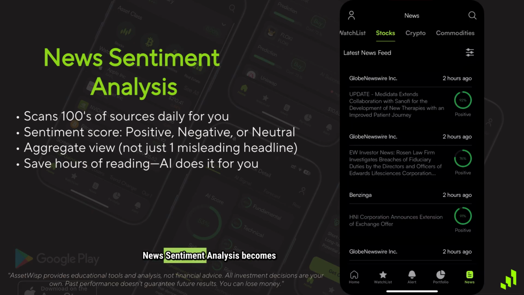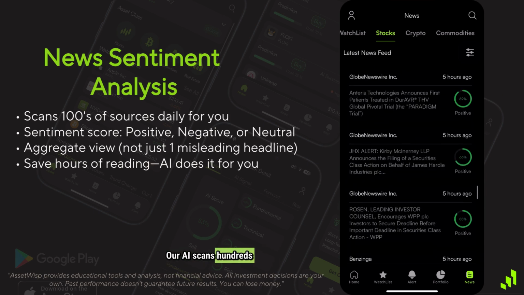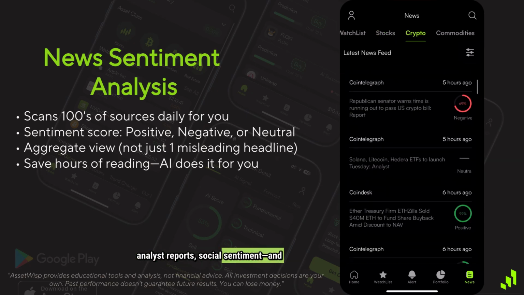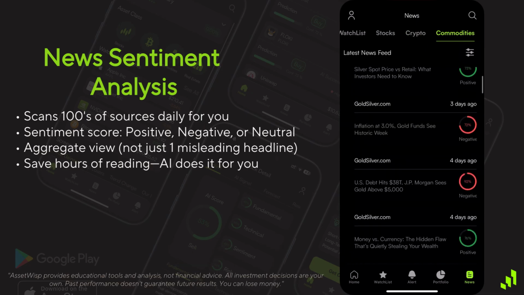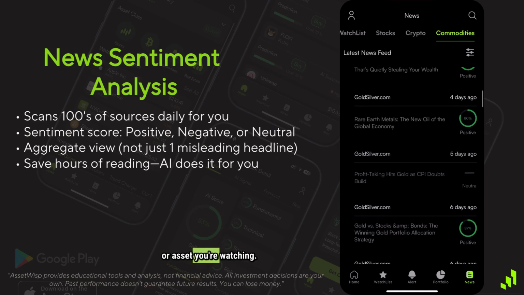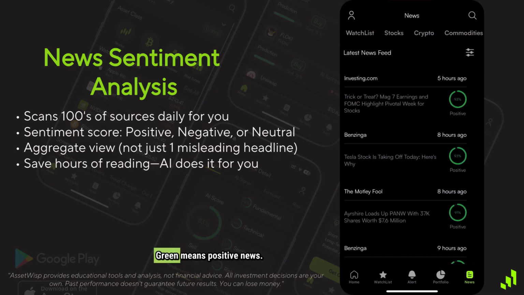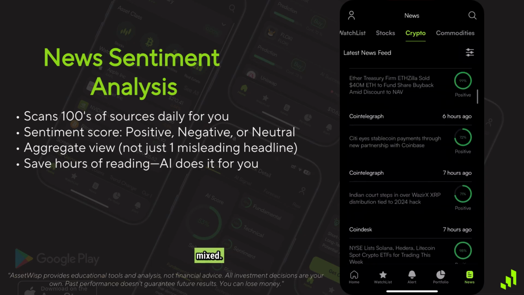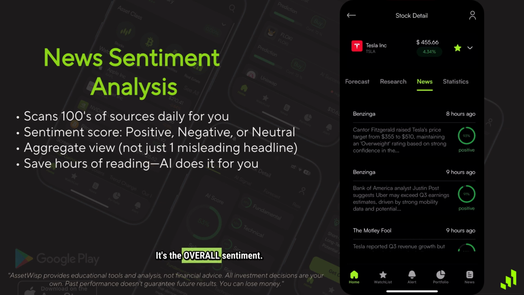This is where our news sentiment analysis becomes incredibly valuable. Our AI scans hundreds of news sources, professional outlets, analyst reports, social sentiment, and does two things. 1. Aggregates all the news for any stock, crypto, or asset you're watching. 2. Gives each article a sentiment score. Green means positive news, red means negative, yellow is neutral or mixed. But here's the key. It's not about one article. It's the overall sentiment.